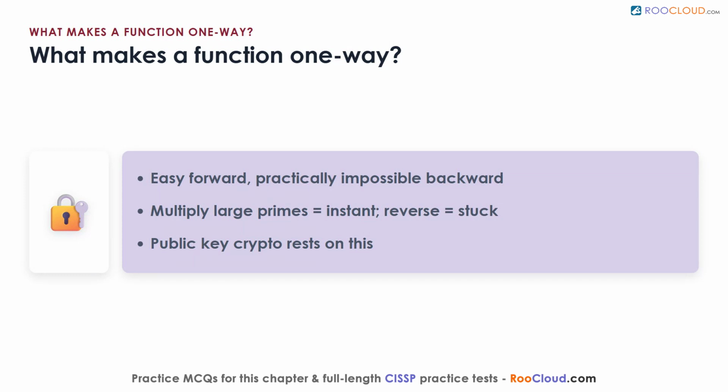Multiply three large prime numbers together and you get an answer in an instant. But hand someone only that answer and ask which primes produced it, and they are stuck for ages. Public key cryptography rests entirely on functions we believe behave this way. Think of scrambling an egg. Trivial to do, effectively impossible to undo.